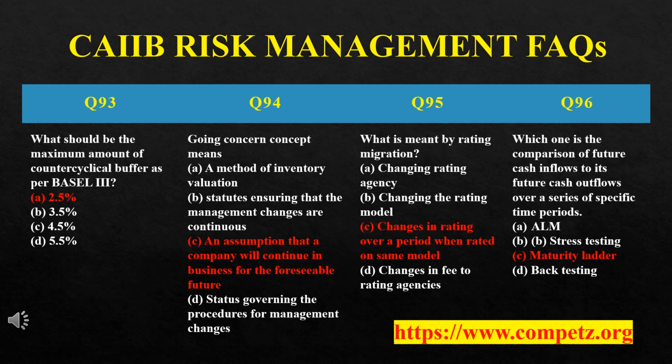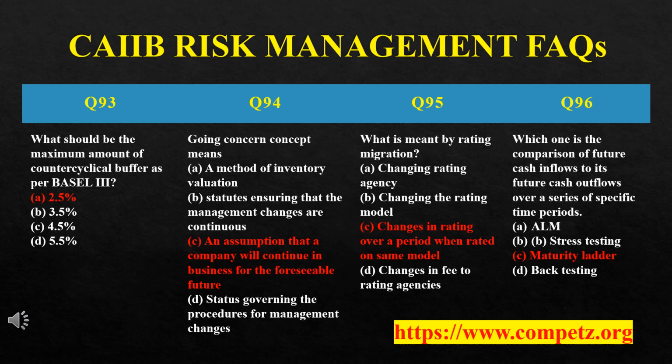Now, next question, the going concern concept. What is that? Is it a method of inventory valuation, or statutes ensuring that management changes are continuous, or an assumption that a company will continue in business for the foreseeable future, or a status governing the procedures for management changes? Going concern concept is option C, an assumption that a company will continue in business for the foreseeable future. Going concern takes a view that a company will continue its business for the foreseeable future. On the other hand, gone concern views the status of a company as if it has to cease and wind up its business operations today.